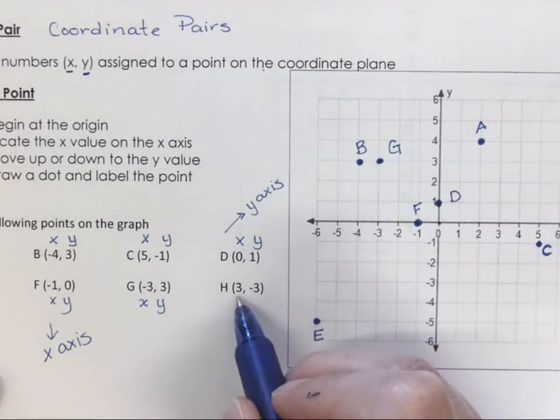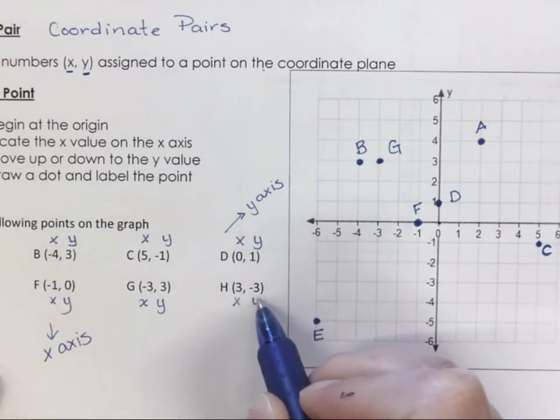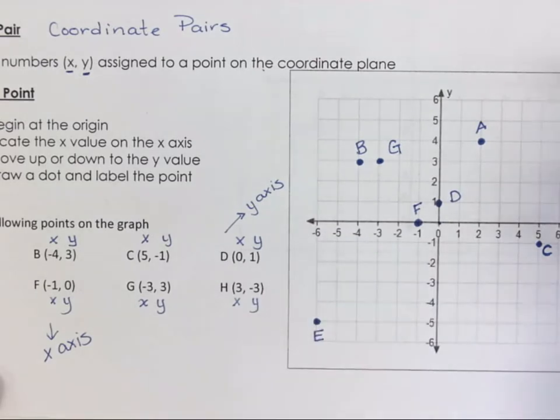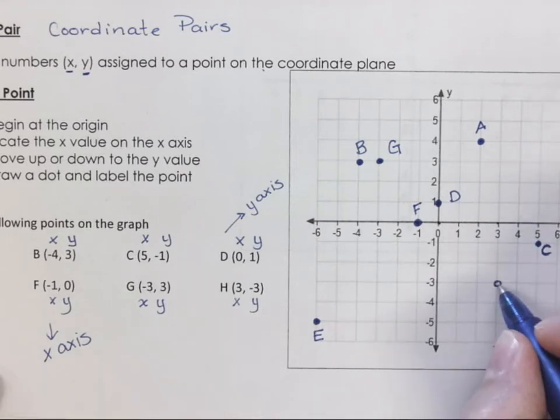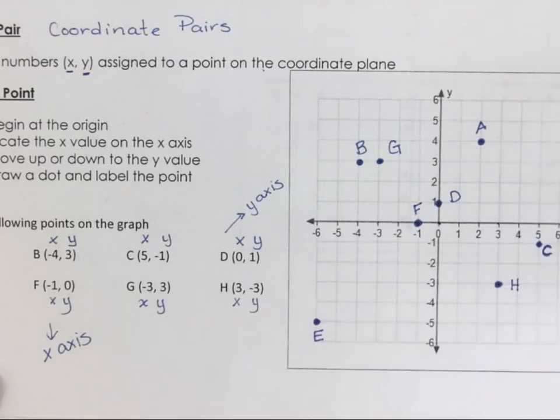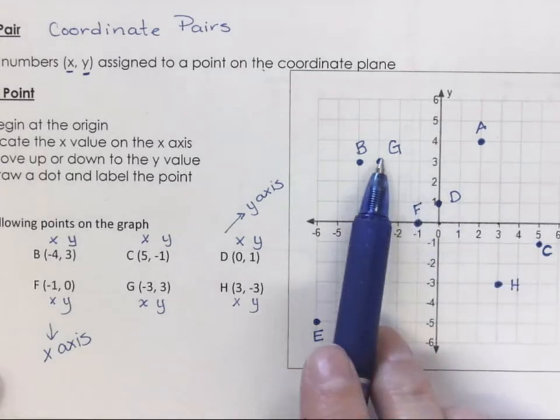But if you look at H, the x now is positive 3, and the y is negative 3. So start at the origin, I'm going to go over to positive 3, and then I'm going to go down to negative 3. So this is where H is. Very different locations, G and H.